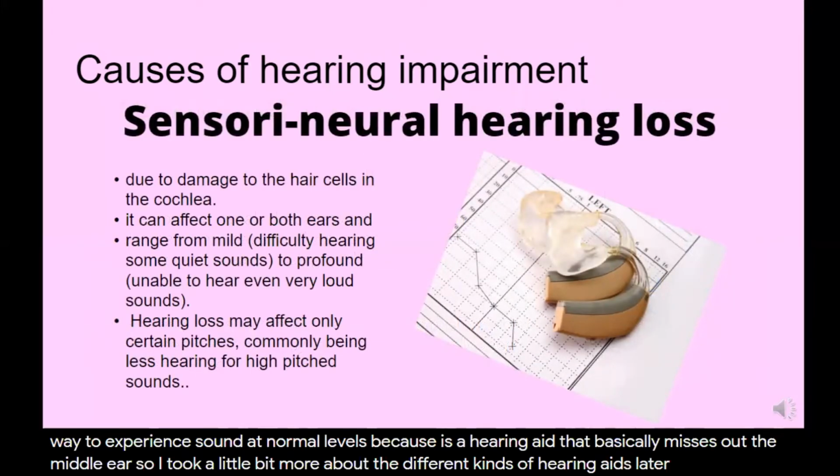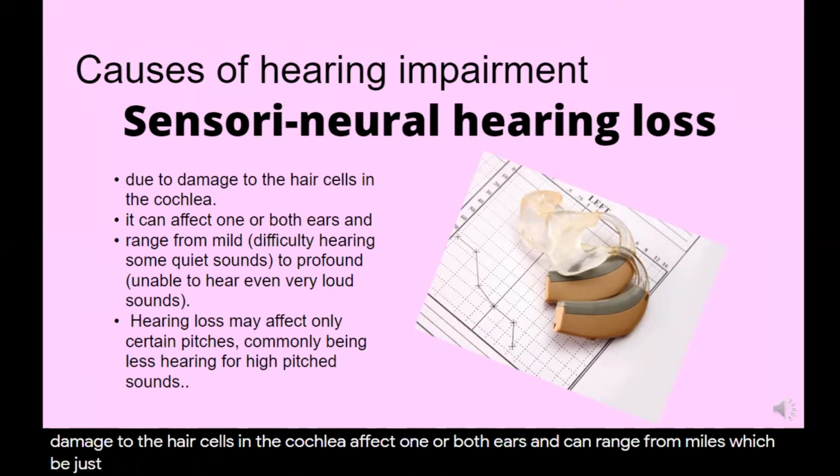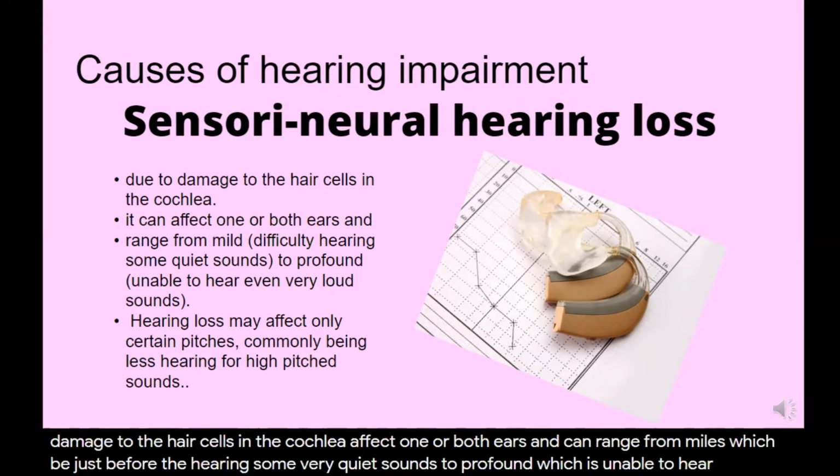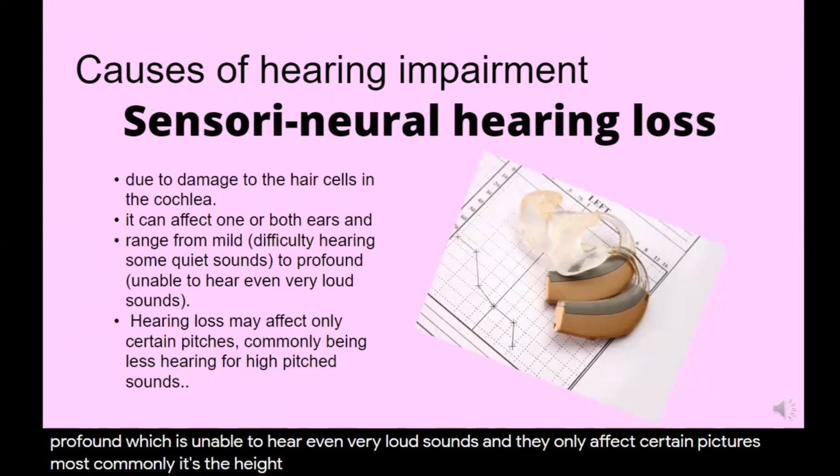So sensory neural hearing loss is the permanent damage to the hair cells in the cochlea, and can affect one or both ears, and can range from mild, which would be just difficulty hearing some very, very quiet sounds, to profound, which is unable to hear even very loud sounds. And a sensory neural hearing loss may only affect certain pitches. Most commonly, it's the high-pitched sounds that are harder to hear.